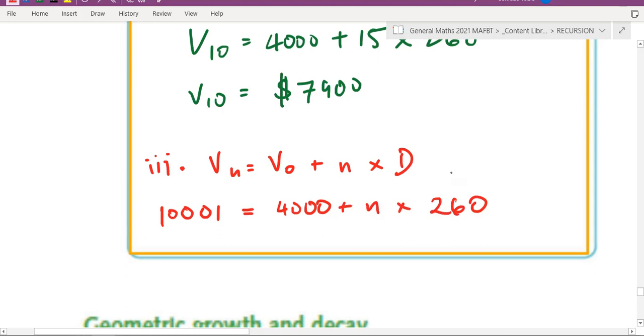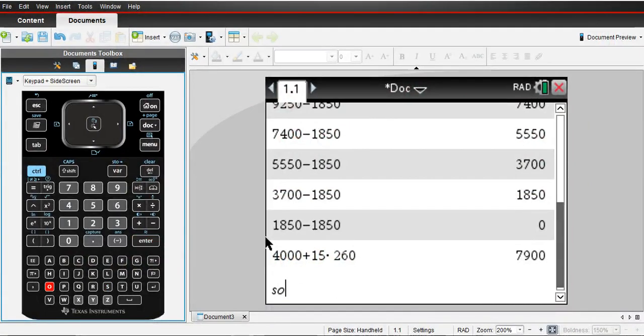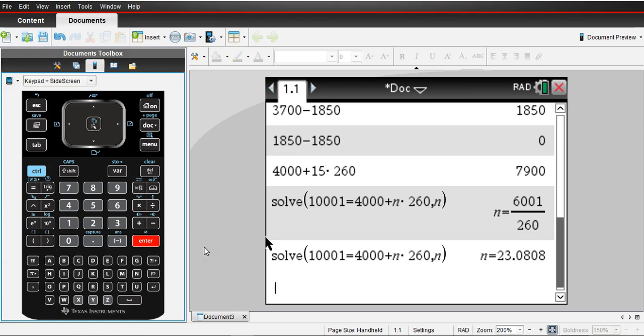Now, what do we think we should do with this using our CAS? Use a solve function. On my CAS, I'm going to go solve, and then this, and then comma, n. That means the number of years will be equal to, so we're going to solve 10,001, because it says exceeds 10,000. That's actually a Year 12 question. 4,000 plus n, which I'm looking for, times 260, comma n. So when will it reach over 10,000? If you get that, just press Control Enter. So 23, basically on the 23rd year.